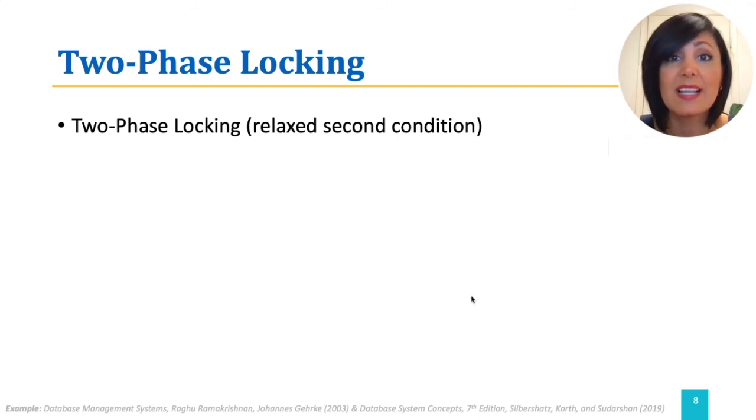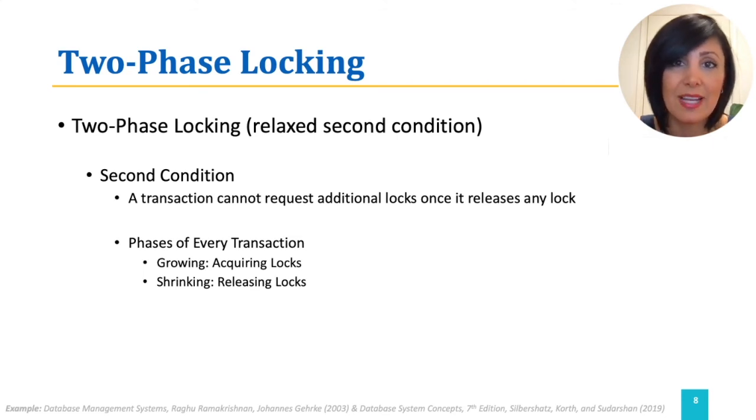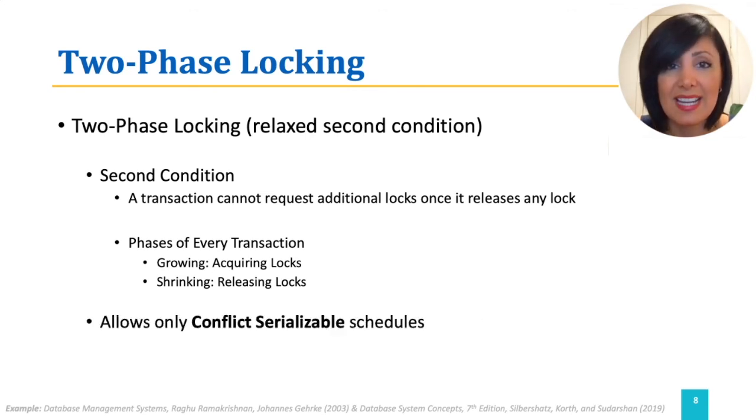The relaxed condition states that a transaction cannot request additional locks once it releases any lock. This simple assumption implies that each transaction has a growing phase in which it acquires locks, and since it cannot request additional locks after it releases any lock, it will go into a shrinking phase. Following this definition of the second rule and the phases of growing and shrinking, it can be proven that two-phase locking produces acyclic precedence graphs and therefore produces only conflict serializable schedules.